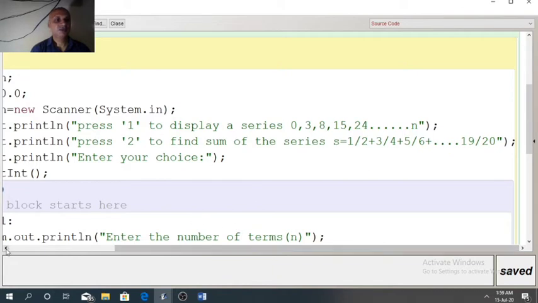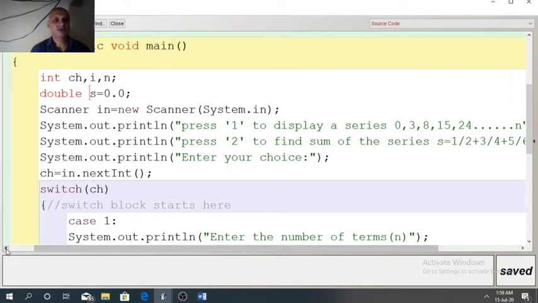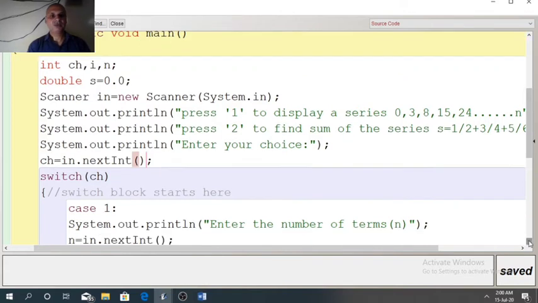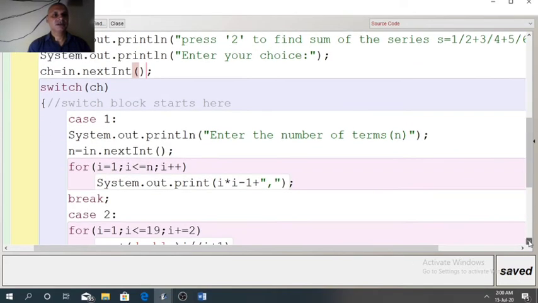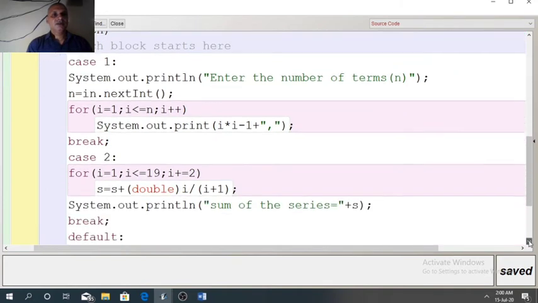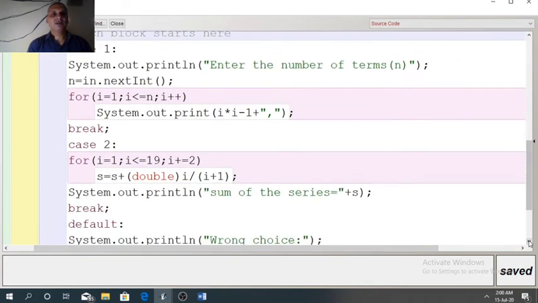We have given two choices to the users. Accept their choice in the variable ch. Now users will enter either 1 or 2. Then we need to design two cases. Case 1 for printing the series. Case 2 for finding the sum of the series. So in case 1 we need the number of terms from the user. Give a message and accept the number of terms in variable n.